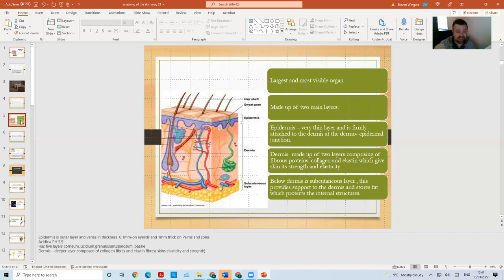Just a bit of an idea of the thickness of the epidermis, so that very first thin layer: on the eyelid it's 0.1 millimeters, and on the palm of our hands and feet you're roughly looking at 1 millimeter thick. So very, very small. And that's why when we're looking at those intramuscular, subcutaneous injections, they're only tiny, tiny needles because they don't need to go in that deep. The acidity of the skin should be a balance of pH 5.5. And again, looking at the dermis, the deeper layer is composed of different fibers that allow for the skin's elasticity and its strength.